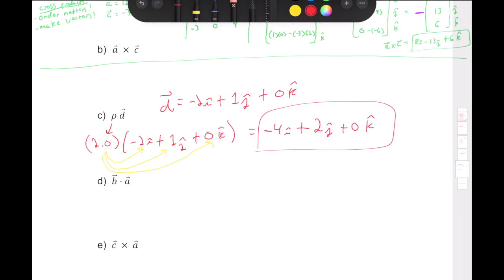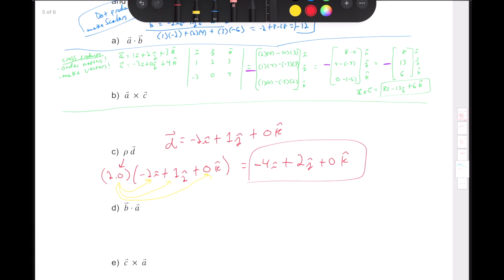All right. Now, what I'm going to tell you here, and I want you guys to actually work this through and prove it to yourself, is that A dotted with B is the same value, the same scalar, as B dotted with A. And we found that that was negative 12. I challenge you to prove that to yourself.